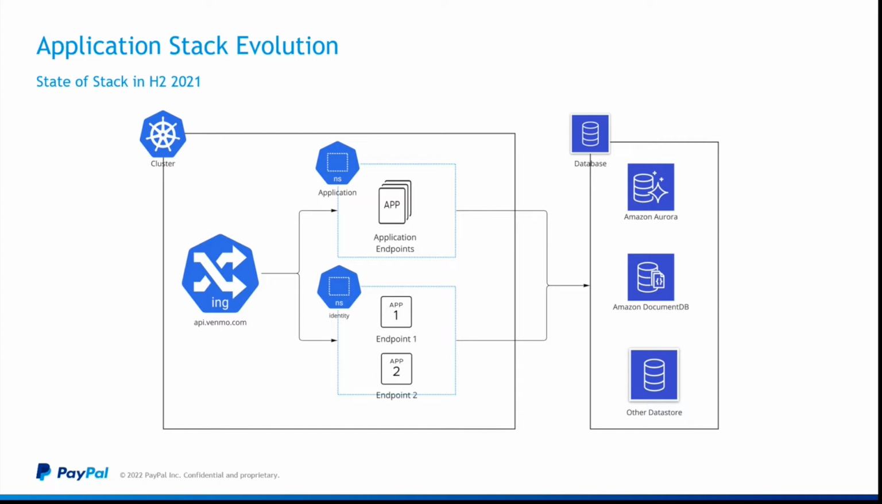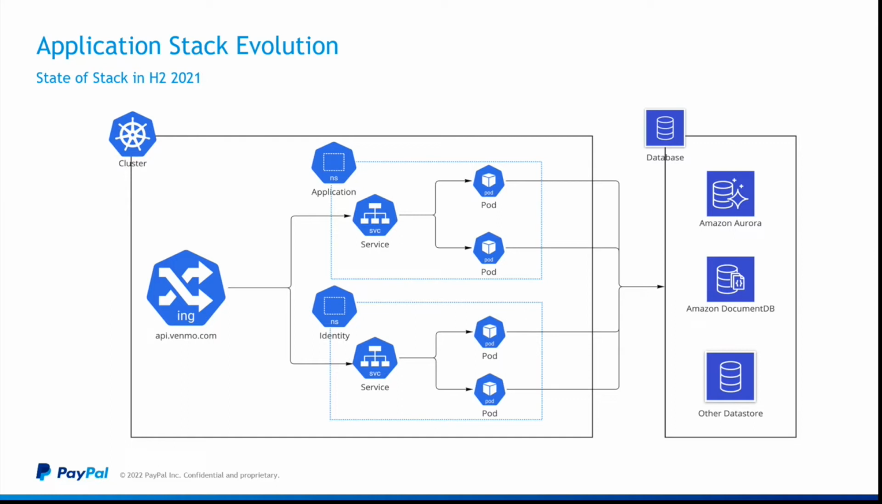This is how the architecture looked. It kind of started off as blue and green in the 2021 time frame. As you can see, a couple of endpoints from the application namespace are now moved into the identity namespace. We just started moving things out into different namespaces, but this acted as a first step towards breaking down the monolith into a microservice-based architecture.